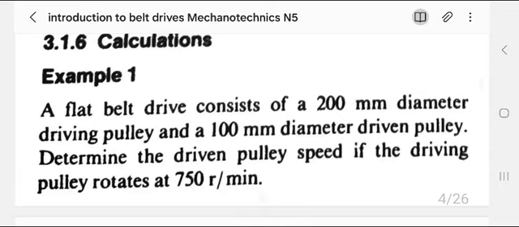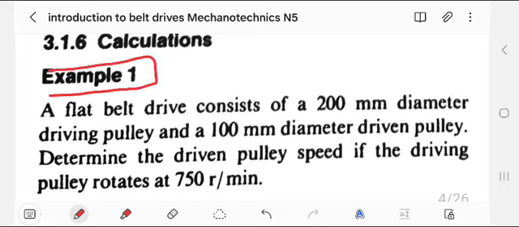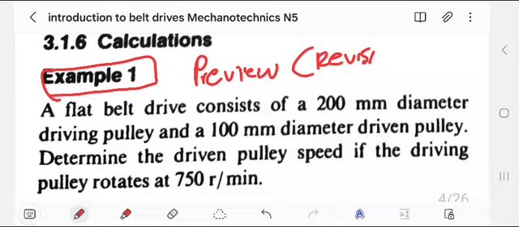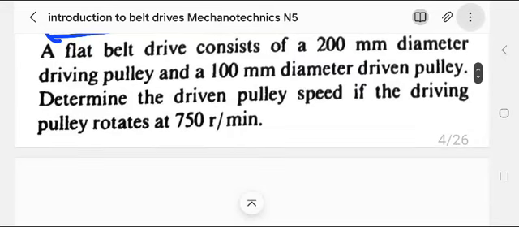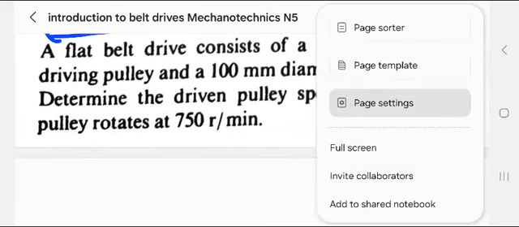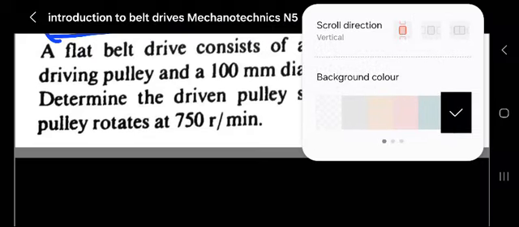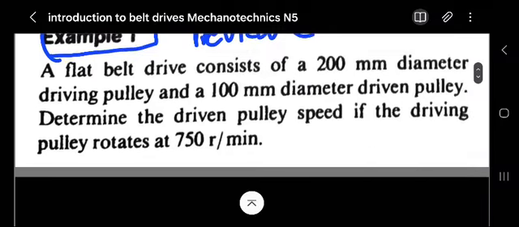I've given 3.1.6 calculations. We've given example 1. This is a preview, guys, or you can say this is a revision. Just a preview. Example 1, what does it say? May I please change the white color? I want to make it black. Okay, thank you, guys.